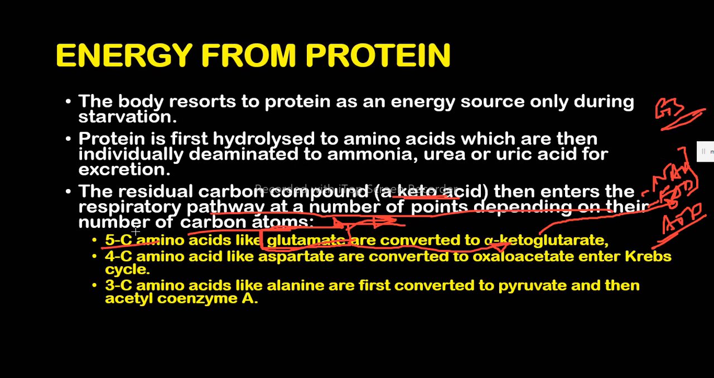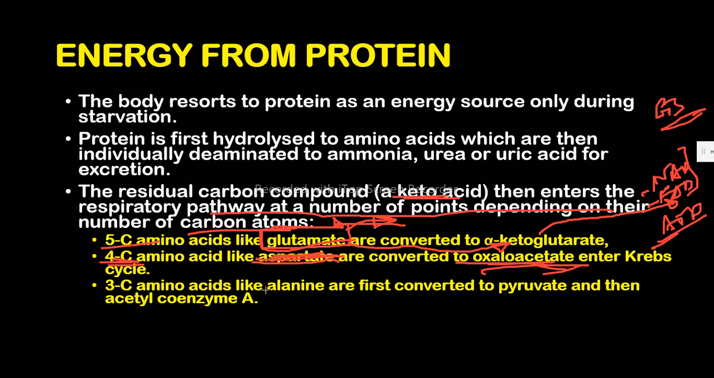If it's a 4 carbon compound after removing the amino group, for example the amino acid aspartate, then the aspartate can be converted to OAA, oxaloacetic acid, and you know OAA. Then the OAA will combine with the acetyl group from acetyl-CoA to form citric acid, and the cycle will continue. And you produce NADH, you produce FADH2, they are taken to the ETS, boom, you produce energy.